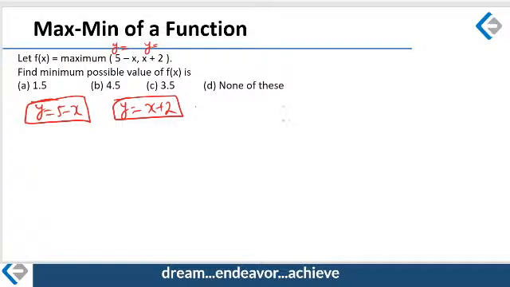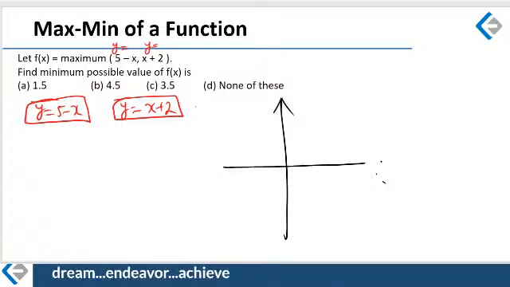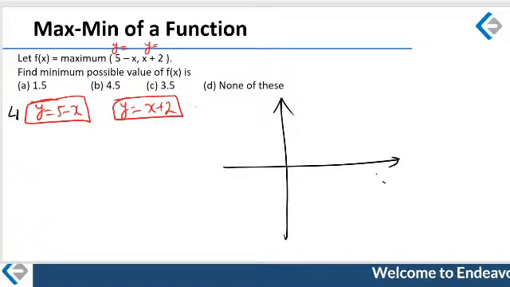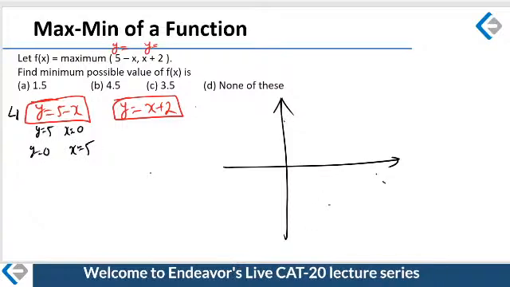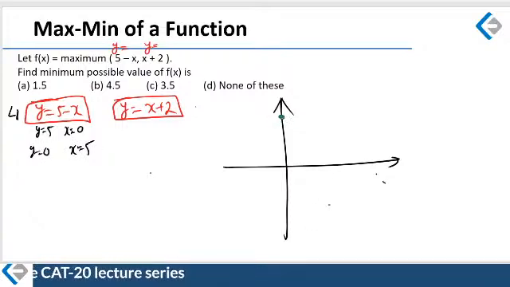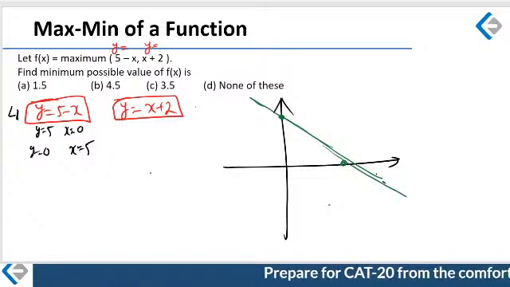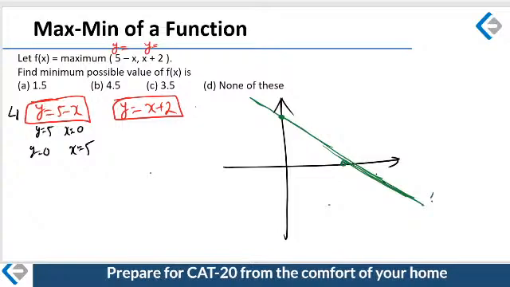Okay, let me put the axis and draw the lines. Let me call this line 1. For line 1, put x is equal to 0, y is equal to 5. Put y is equal to 0, x is equal to 5. You got 2 points. Please draw that particular line. Call this point 5. This is my first line, line 1.